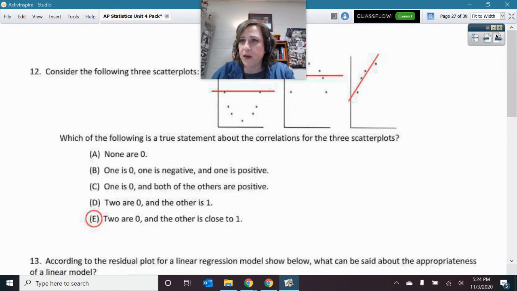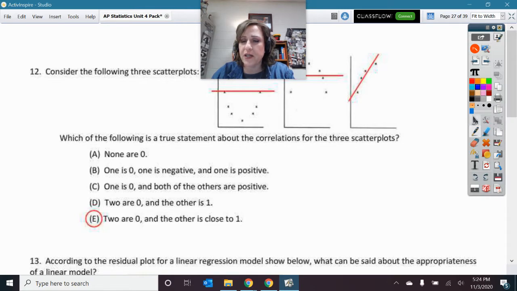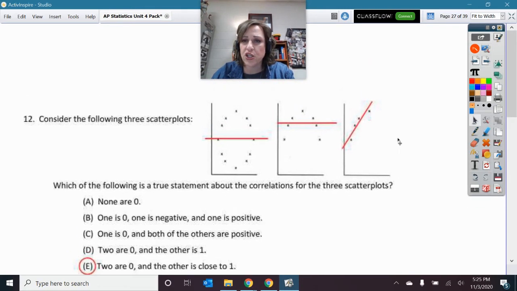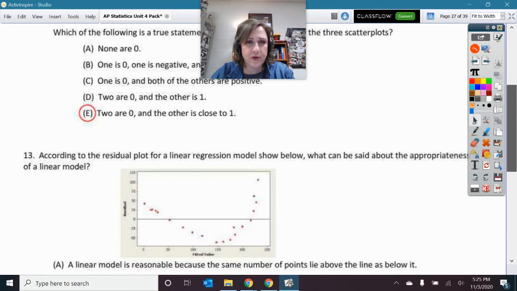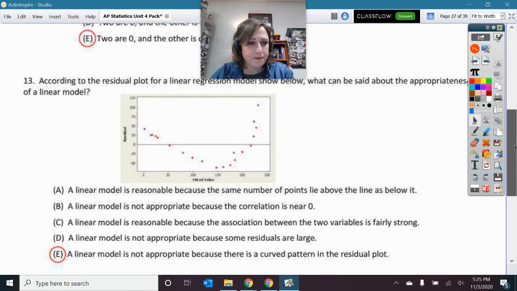All right, and moving on. Here is what's happening with this one. There are 2 of them that are 0 and 1 of them that's close to 1. Because these pretty much, now they've got some kind of something happening, but they are not going to give me much linear correlation. They're just kind of looking like that. So 2 of them are 0 and the other's closer to 1.